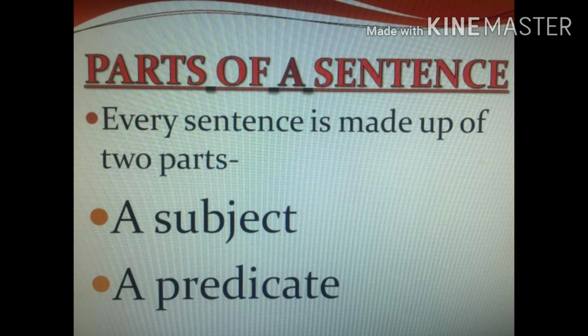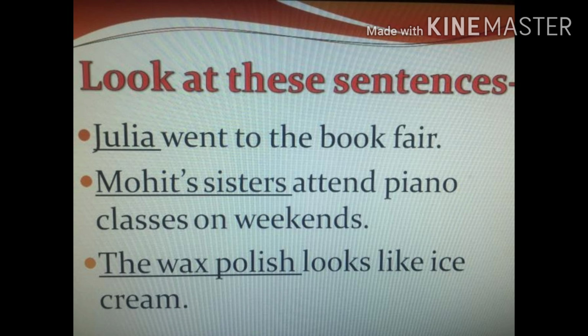Students, every sentence is made up of two parts, a subject and a predicate. We will understand these with the help of some examples. Look at these sentences. Julia went to the book fair. Students, this sentence is about Julia. This sentence tells us something about Julia. So, Julia is the subject of this sentence.